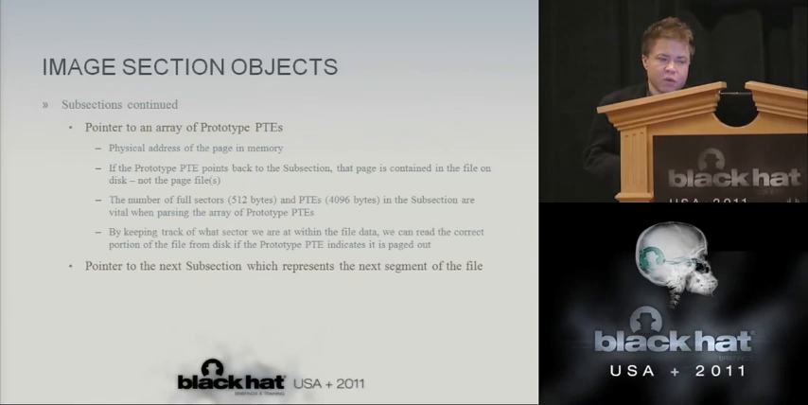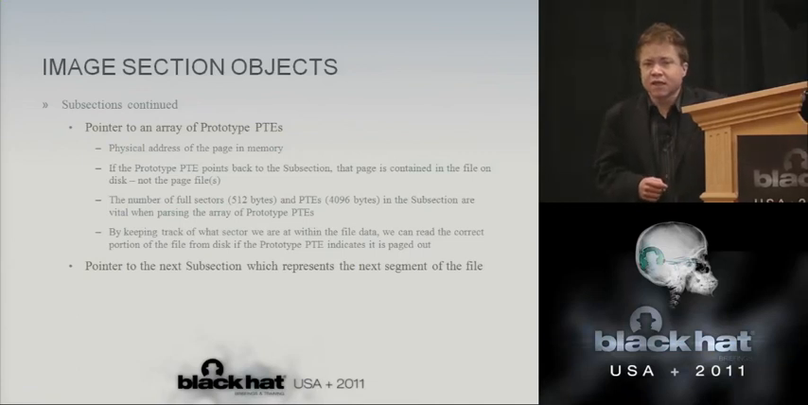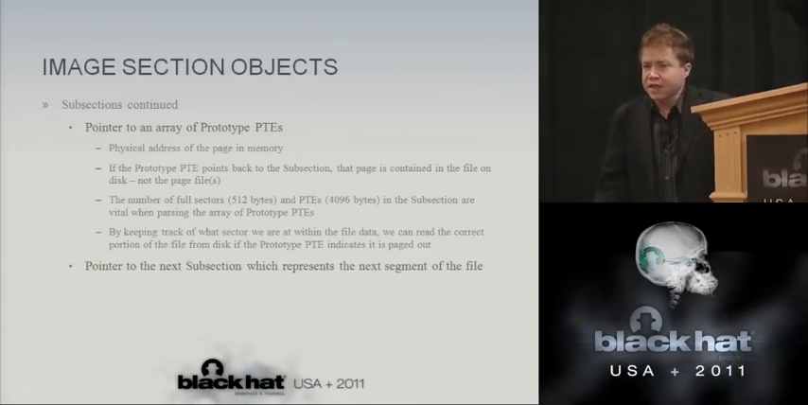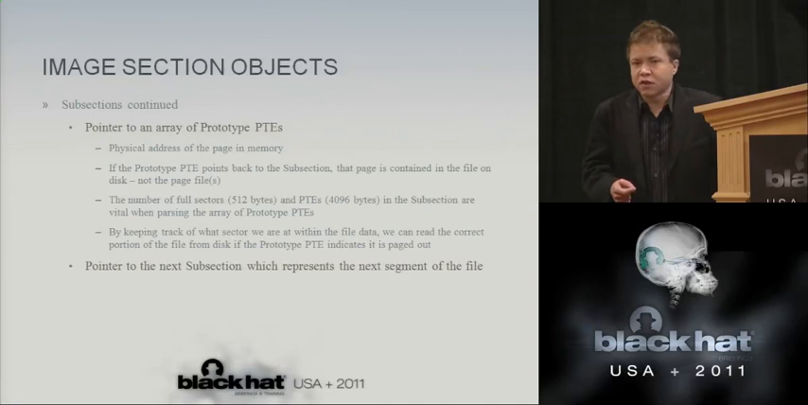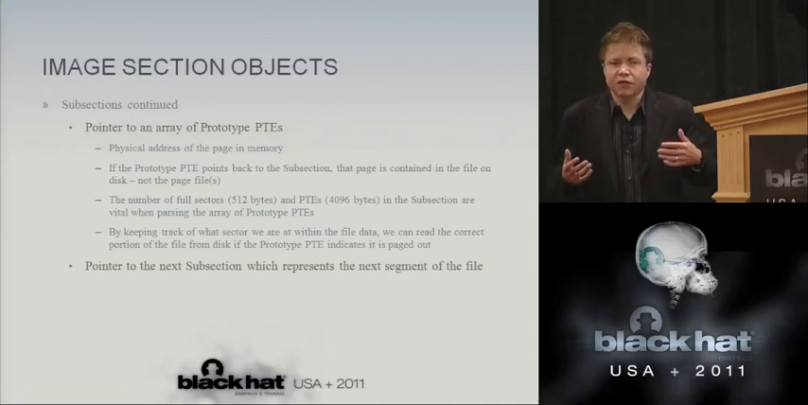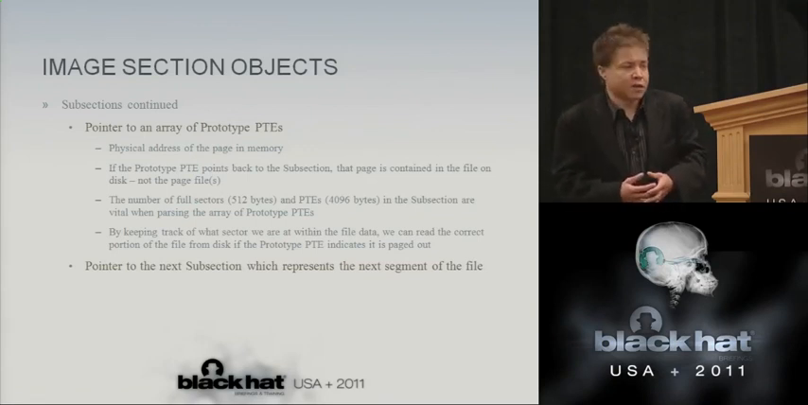So there you see within the subsection is the number of full sectors that this subsection represents, and then also the number of PTEs that this subsection represents. Now PTEs represent 4K pages, but sectors on the disk represent 512 bytes. So the loader has to keep track of, there could be 2 PTEs in use, but only 13 sectors. So when you're parsing these things, you have to take that into account.